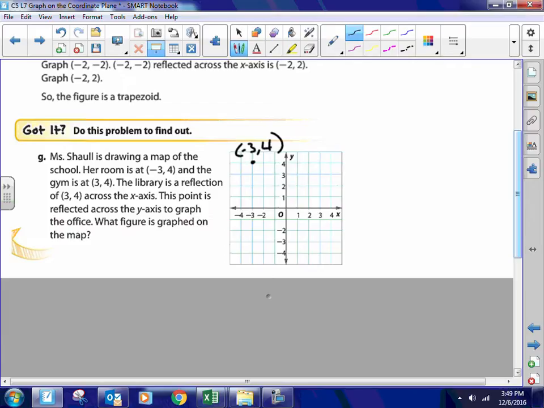The gym is at 3, 4. I'm going to go to 3, 4, and put it. Now, I can either label that as the gym, or I can go ahead and just put 3, 4, which it doesn't really matter. Okay?